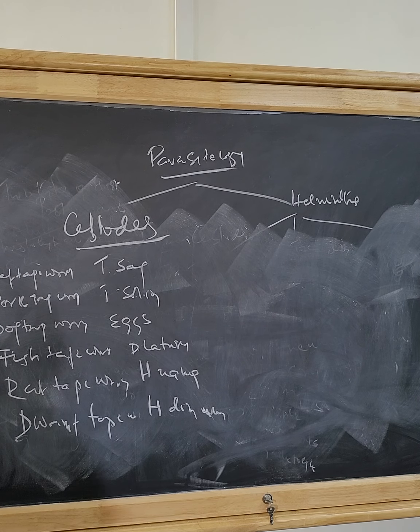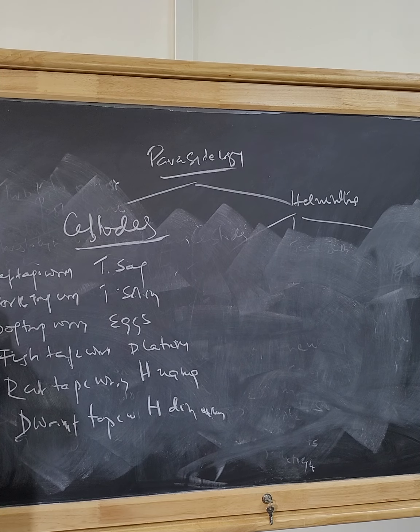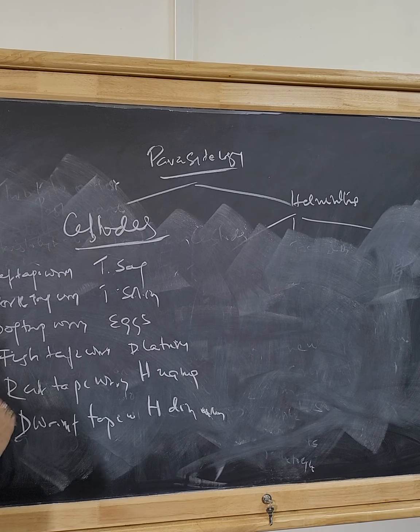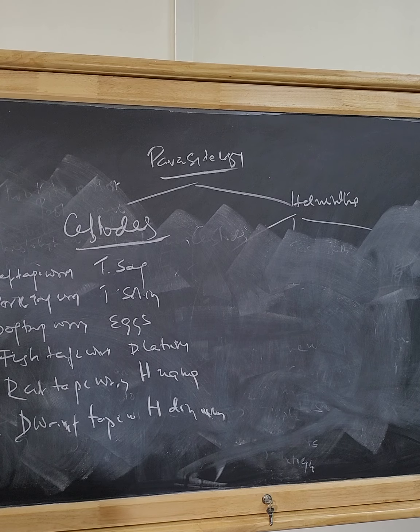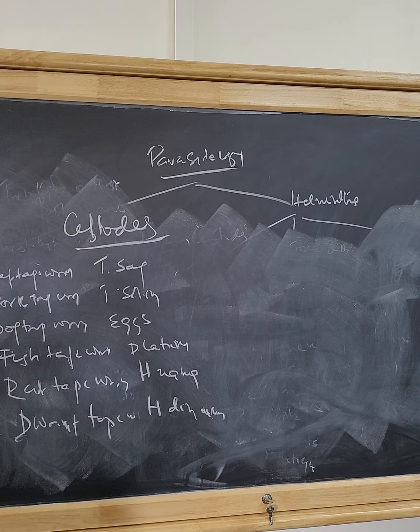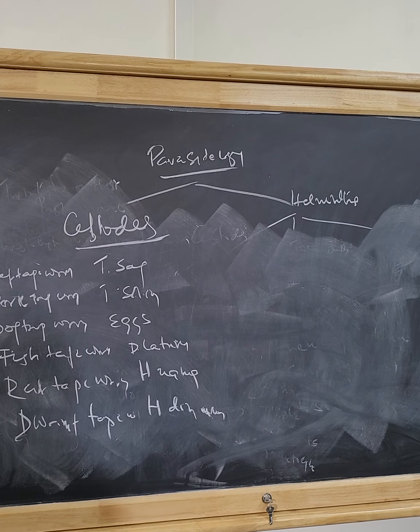Hymenolepis diminuta. So how many do you have? Beef, pork, Hymenolepis nana, Hymenolepis diminuta, Echinococcus granulosus, and Diphyllobothrium latum. It is double-headed, the fish tapeworm.